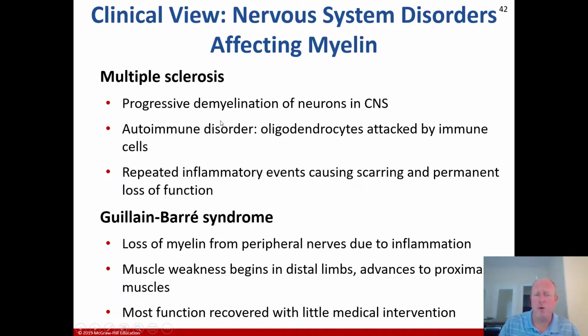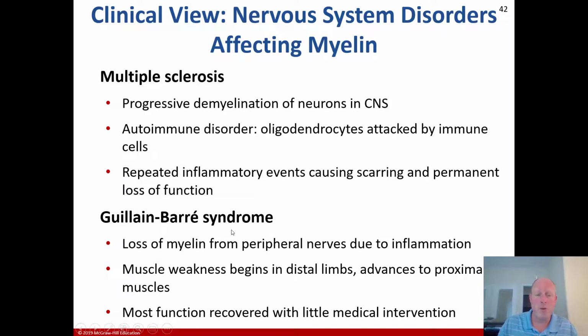very briefly here, it's a progressive demyelination of the neurons in the CNS, so it slows our response. What really is happening is it's an autoimmune disorder. The oligodendrocytes within the CNS are attacked by immune cells, so the oligodendrocytes we want are being attacked by our own immune system, which is what happens in autoimmune disorders in general. The body doesn't recognize its own functioning components, and it starts to attack itself. So you have repeated inflammatory events that cause scarring and eventually permanent loss of function.